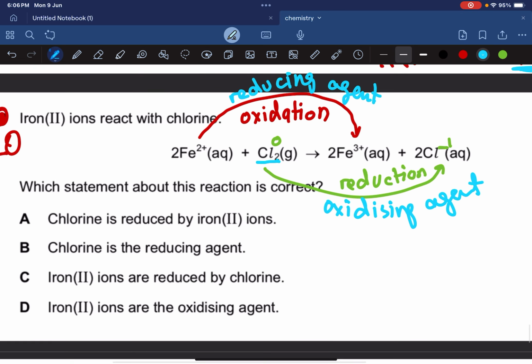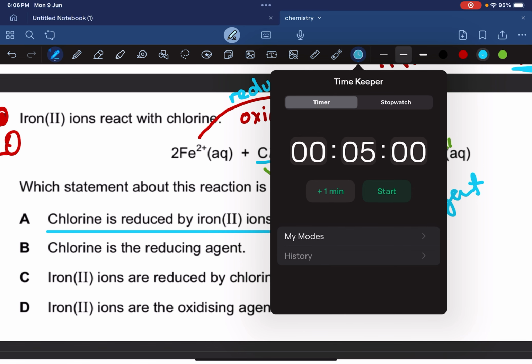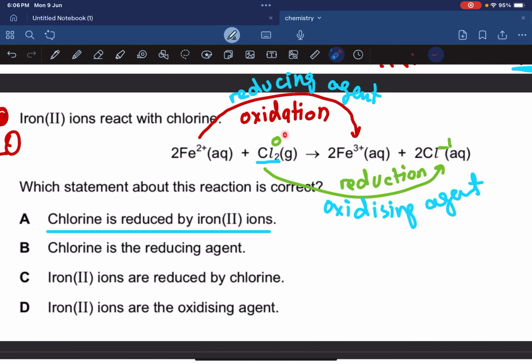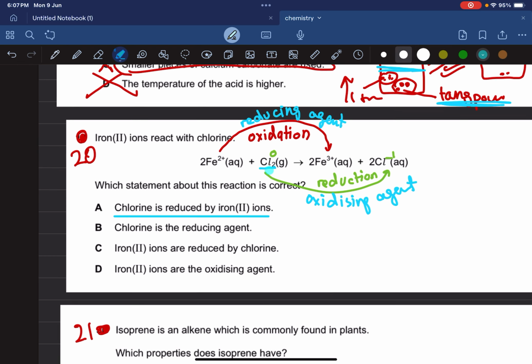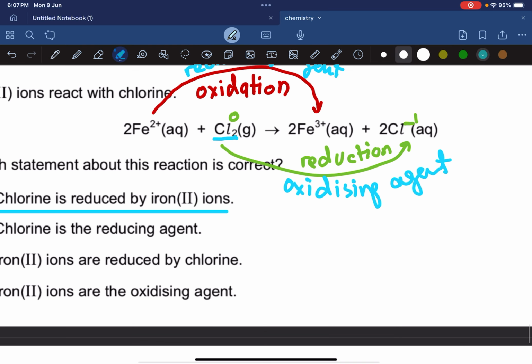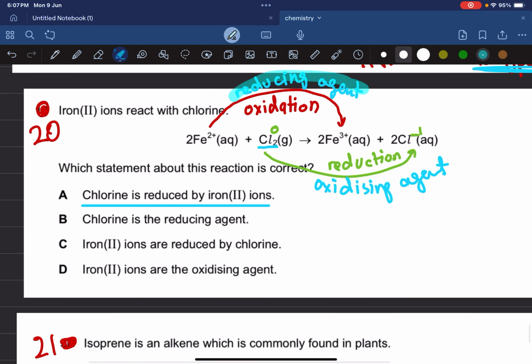Now let's read. Chlorine is reduced by iron 2 plus ions. That's correct. Look, chlorine is getting reduced, going from 0 to -1, and because of what is it happening? Because of the reducing agent, which has reduced chlorine, and the reducing agent is iron 2 plus ions.